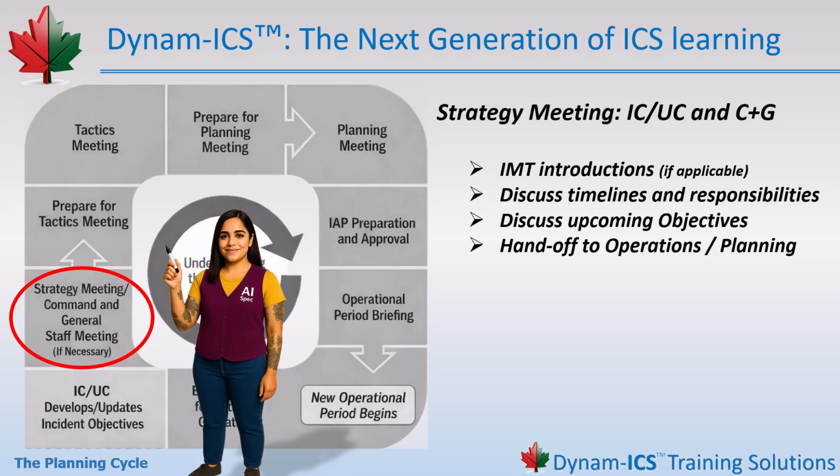Once the objectives and basic strategies are confirmed, the incident commander hands that direction over to operations and planning. The operations section chief leaves this meeting with a solid understanding of commander's intent, the what and the why, so they can start building the how and the who. From here, the group disperses and the operations section chief begins preparing for the next step, the tactics meeting.